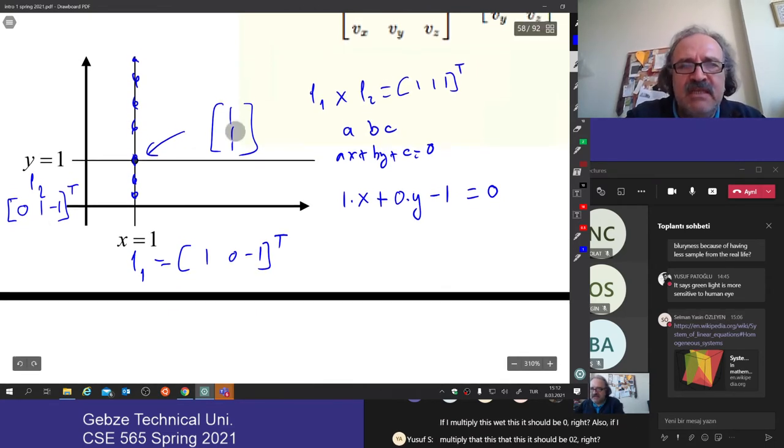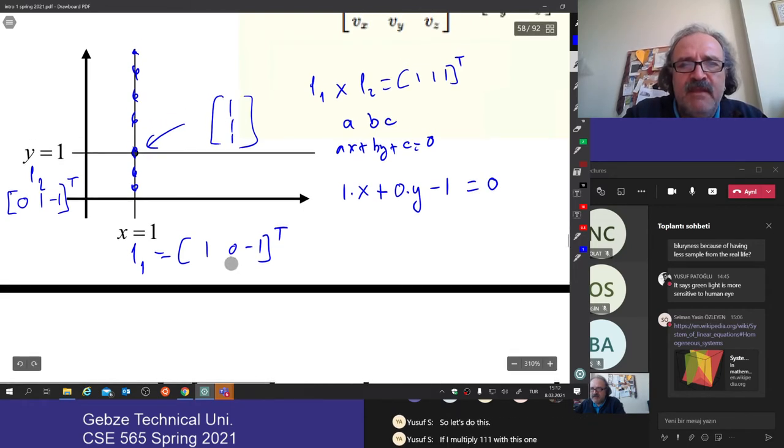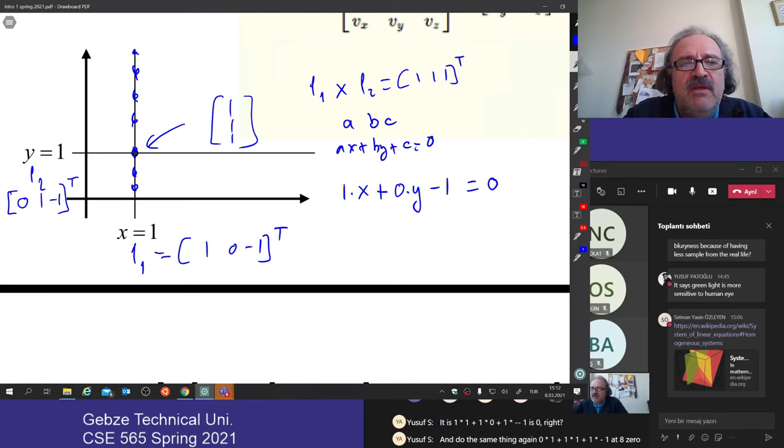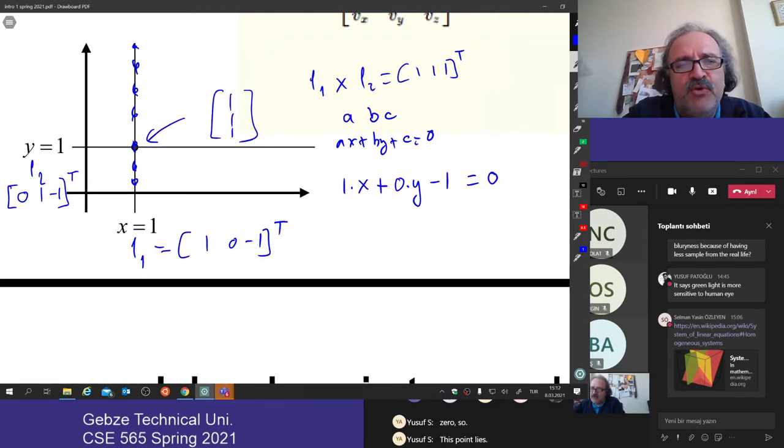So let's do this. If I multiply 1, 1, 1 with this one, it is 1 times 1 plus 1 times 0 plus 1 times minus 1, it is 0, right? And do the same thing again. 0 times 1 plus 1 times 1 plus 1 times minus 1, I take 0. So this point lies on both of these lines, L1 and L2.